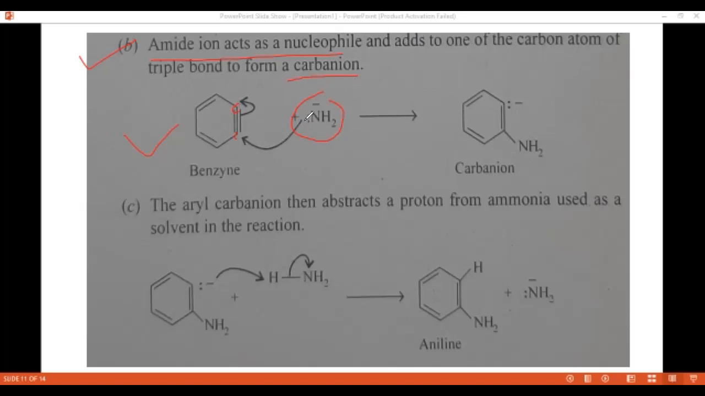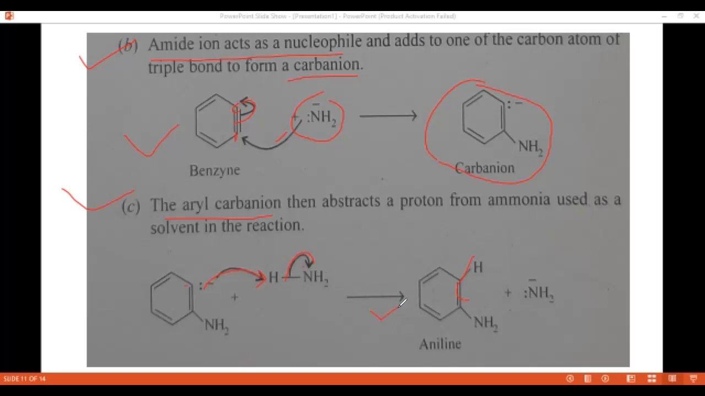Suppose NH2 minus attacks this carbon atom. Then this bond breaks in the direction of the other carbon atom, which carries the negative charge. This is the formation of the carbanion in the second step. In the next step, this aryl carbanion extracts a proton from the ammonia, which is the solvent in this reaction. Then ammonia is formed, and this hydrogen is attached to that carbon atom, giving aniline plus NH2 minus.